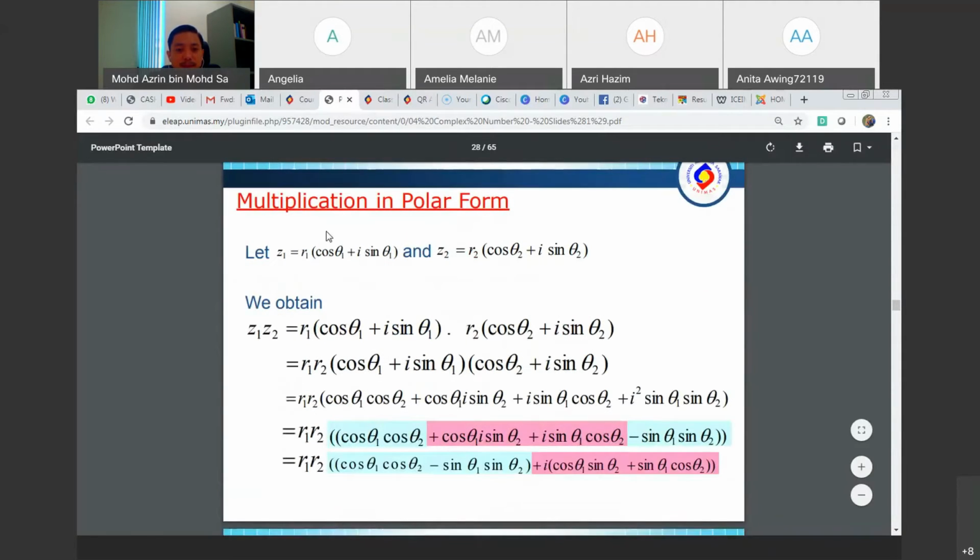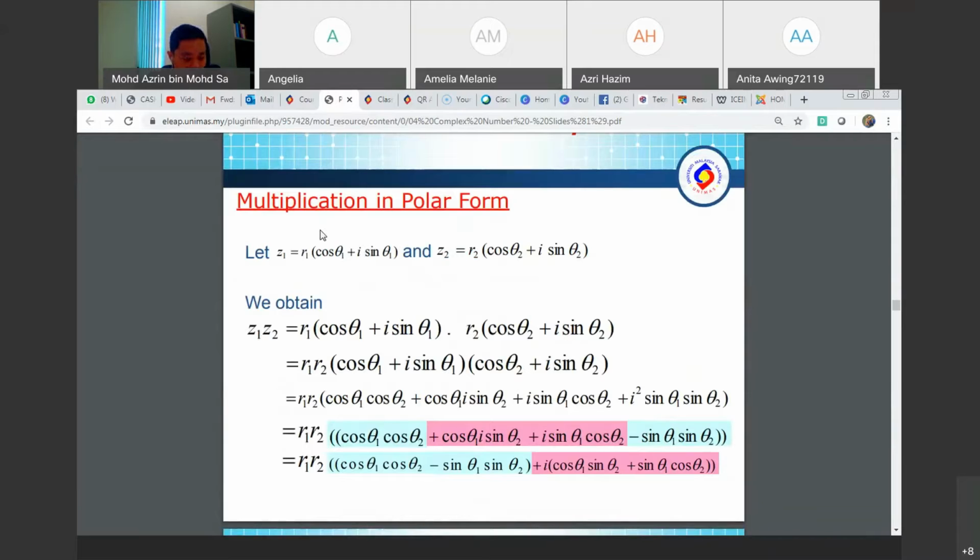Now we go to multiplication in polar form. So before this, we already remember that polar form is one of the questions that will be asked in the final or test. Okay, so hopefully you take note of the polar form.